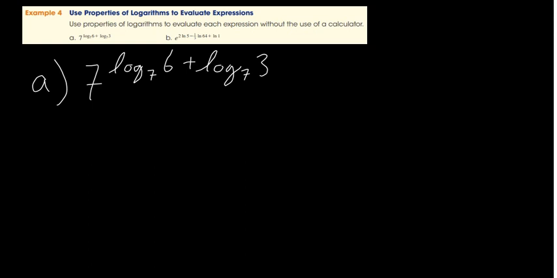Okay, and as I rewrote that, hopefully you noticed that we have an addition here, so we can condense. Okay, we can finally do the condensing that we've been promised, right? So by condensing, we can write this as 7 to the log base 7, and since it's an addition sign, that means we're going to multiply the 6 and the 3, so 18, right? So it's going to be 7 raised to the log base 7 of 18.